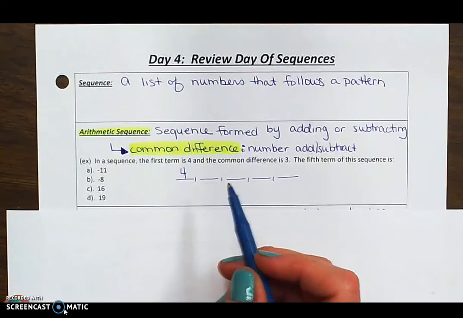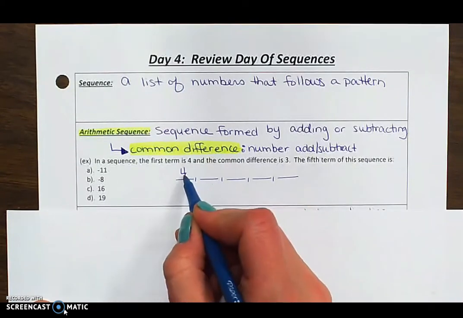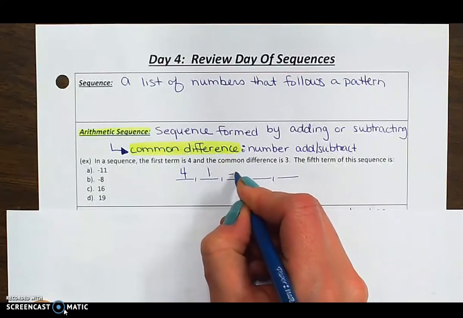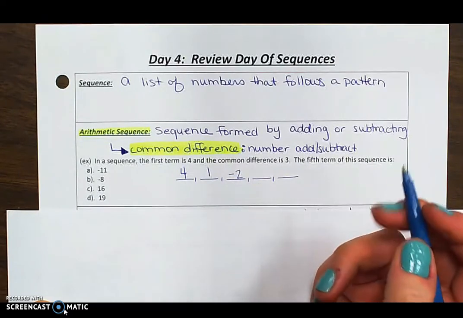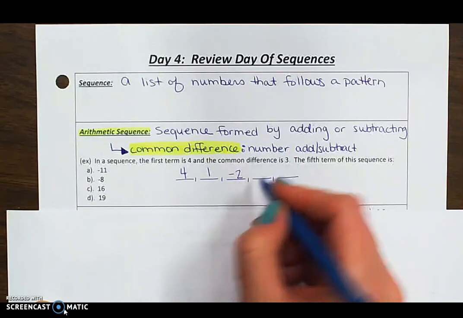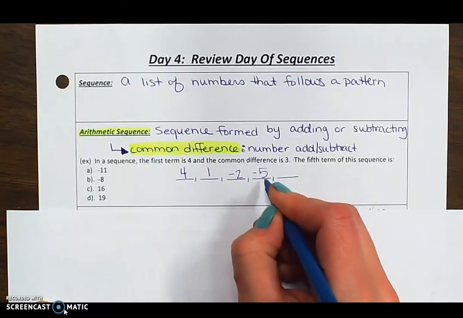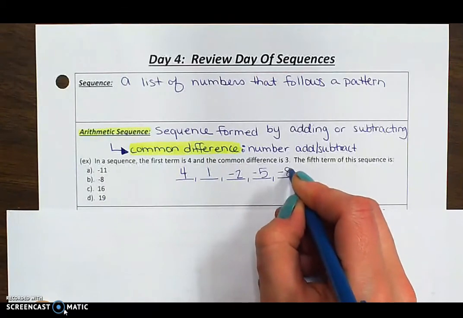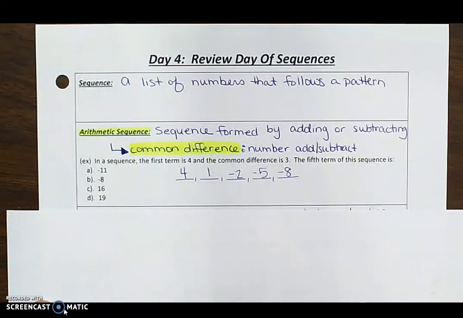So let's first start by subtracting 3. 4 minus 3 is 1. 1 minus 3 is negative 2. And then negative 2 minus 3 would be negative 5. And negative 5 minus 3 would give us negative 8. So I think we have found it.